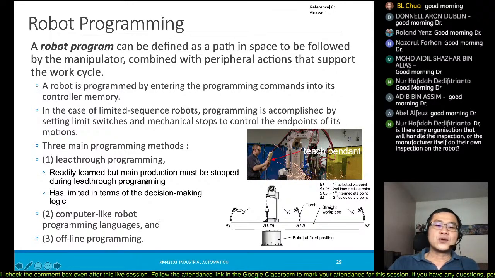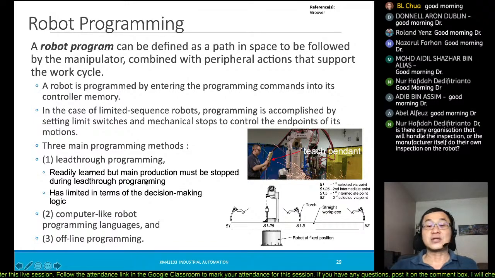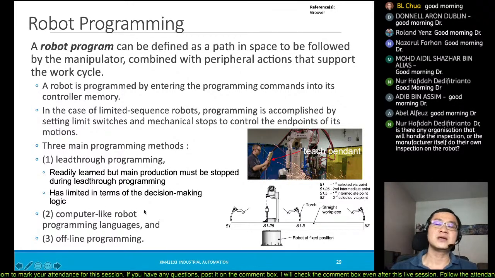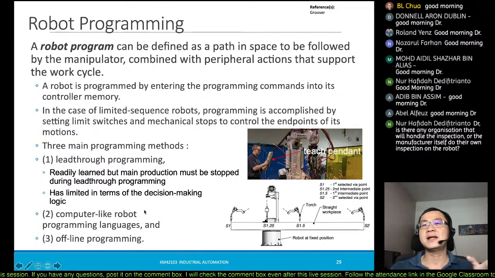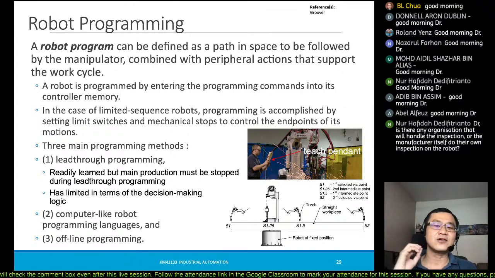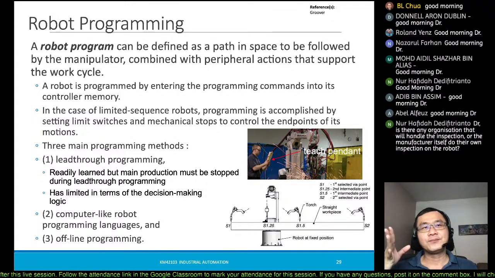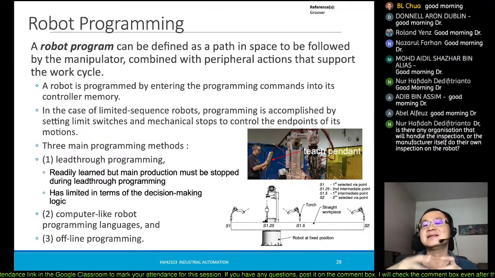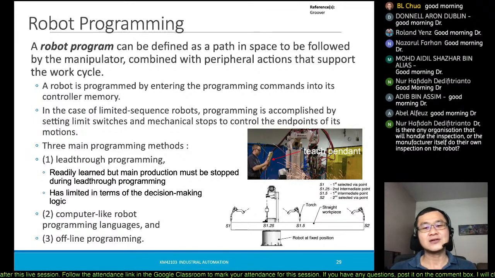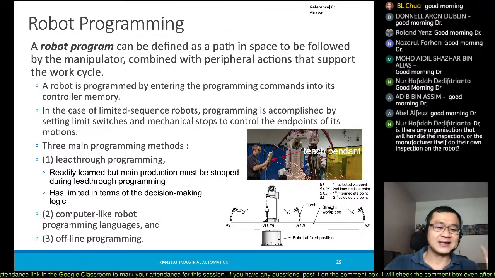But lead through programming is, I would say, safer, because you can visually see how it is. Whereas for computer robot programming languages, you may use C, C++, or whatever commands they have. They have a certain kind of computer language for this kind of manipulator. Behind this manipulator is again a microprocessor, built by manufacturers that have been in industrial automation for many years, and their commands are basically very similar to PLC commands, right? That is the hint behind that programming language.